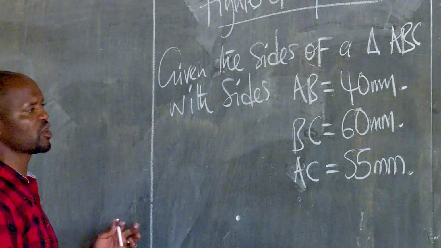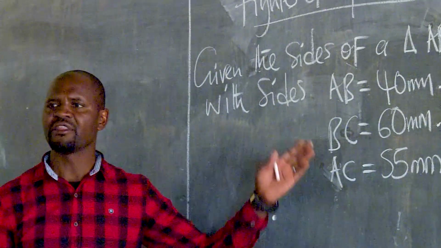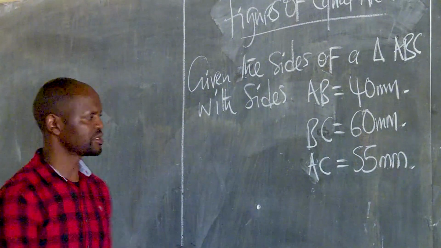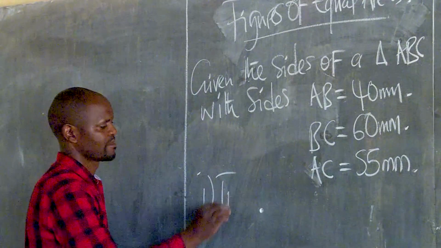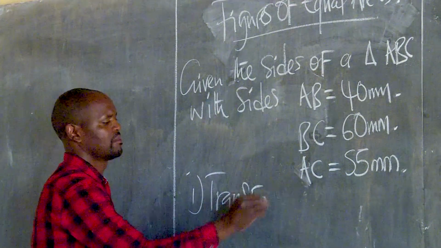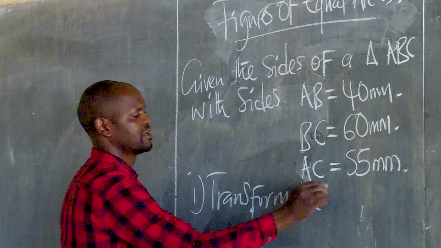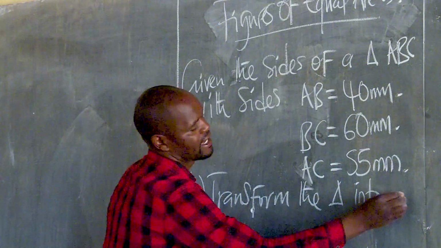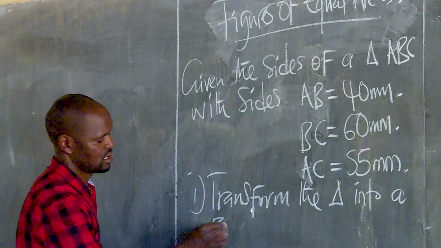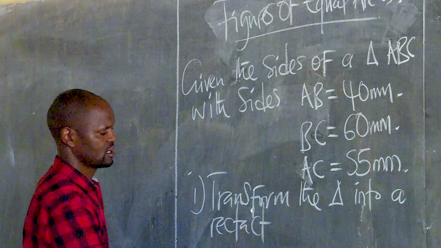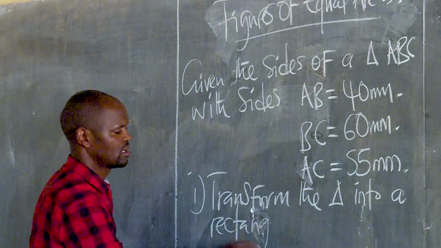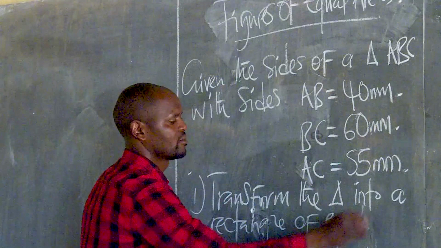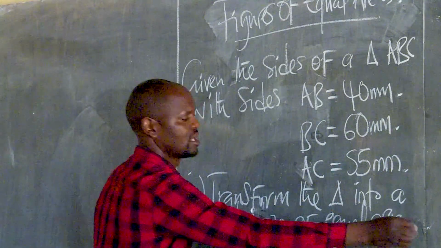Yes. Now the question that follows is, transform this triangle into a rectangle of equal area. So, transform the triangle, this is the symbol for triangle, into a rectangle of equal area. Are we together?